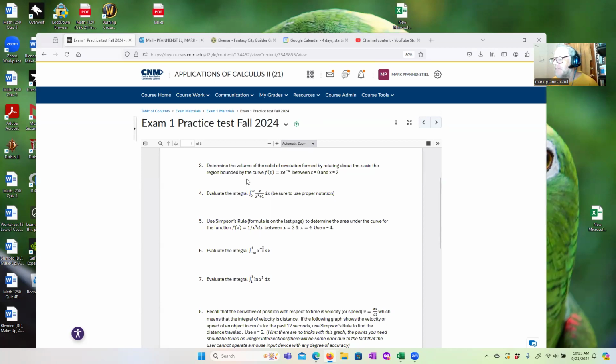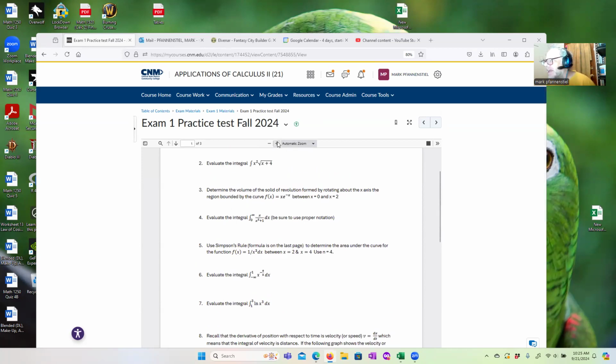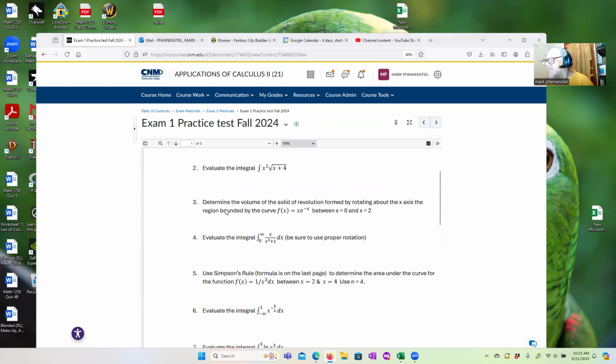We are going to be looking at problem number 3 for the practice test. So this one, go ahead and blow this up a little bit so you can read it. It says determine the volume of the solid of revolution formed by rotating about the x-axis, the region bounded by the curve f of x equals x e to the negative x between x equals 0 and x equals 2.